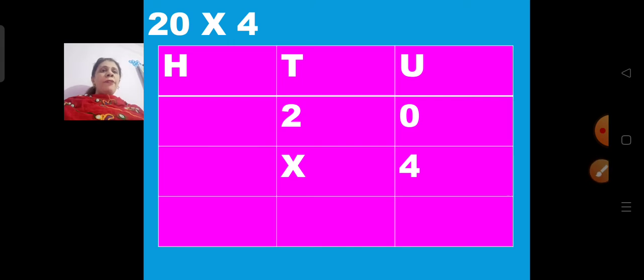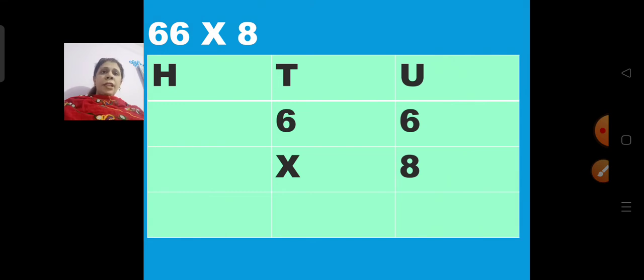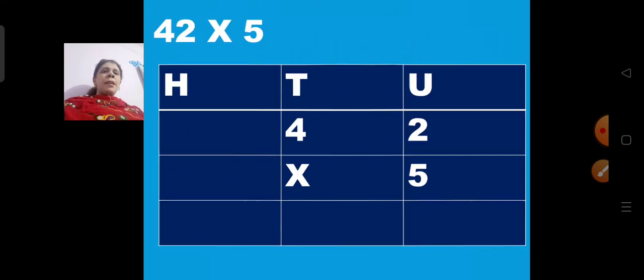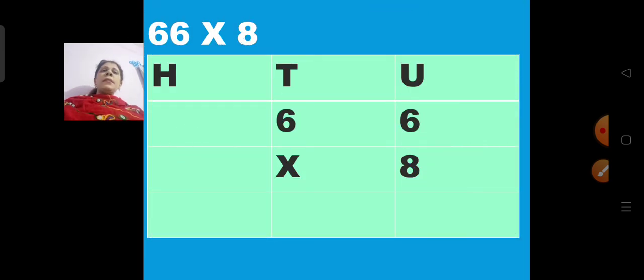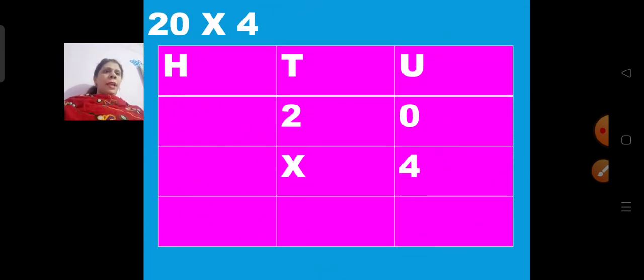Next, 20 multiplied by 4. Now children, the first sum we did by vertical arrangement, that is 42 into 5, was also carrying over. The 66 into 8 was also carrying over. Now we'll do one without carrying over.